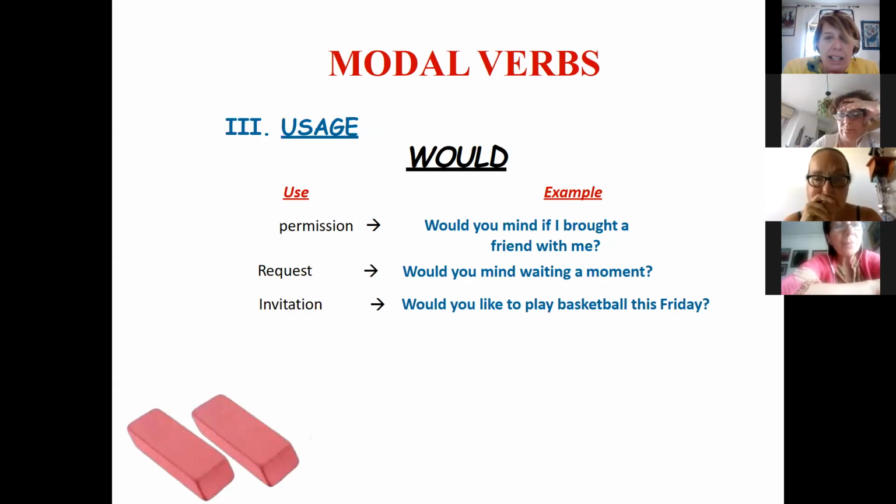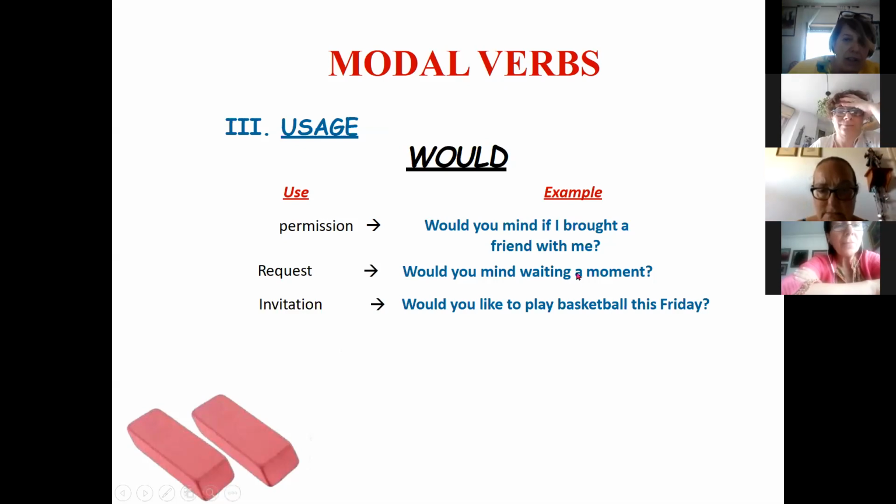I don't like this sentence. Would you mind waiting for me a moment? Waiting for a moment? I don't like it. No, here it's better with for. No, I don't like it.